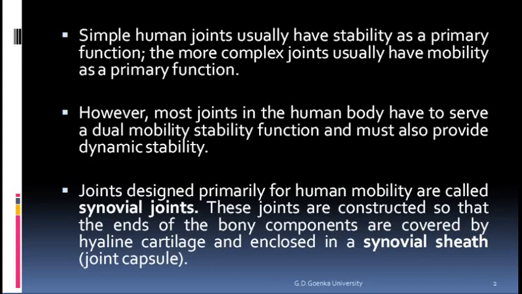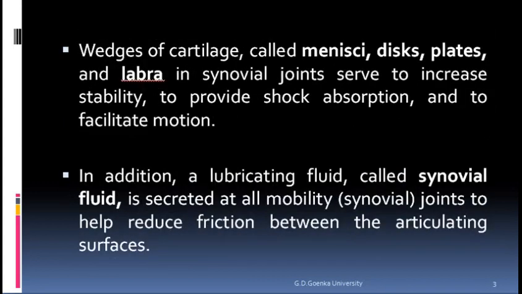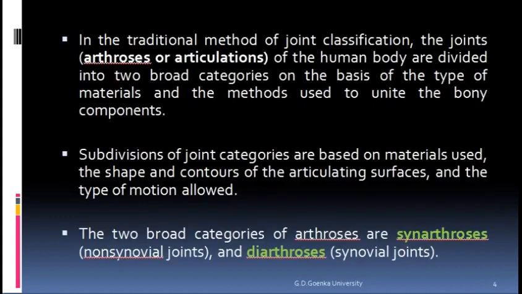These joints are constructed so that the ends of the bony components are covered by hyaline cartilage and enclosed in a synovial sheath called the joint capsule. In a synovial joint we can find wedges of cartilage called menisci, discs, plates, and labra. These provide stability by increasing the surface area of the synovial joints, and they also help in providing shock absorption and facilitating motion. In addition, we have lubricating fluid in our synovial joints, which is secreted at all synovial joints to help reduce the friction between the articulating surfaces.